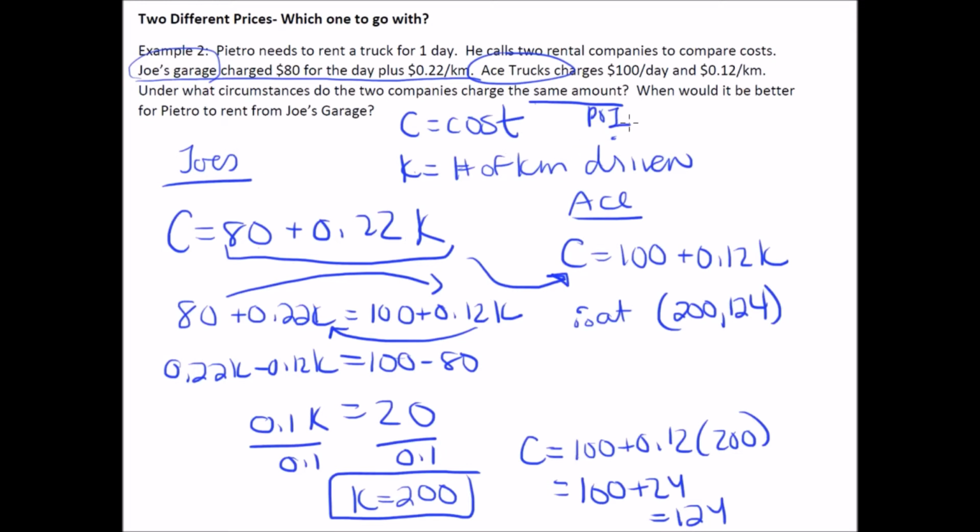Okay, now the second part. When would it be better for Pietro to rent from Joe's Garage? So specifically Joe's Garage. I always like to draw two lines on a little graph.